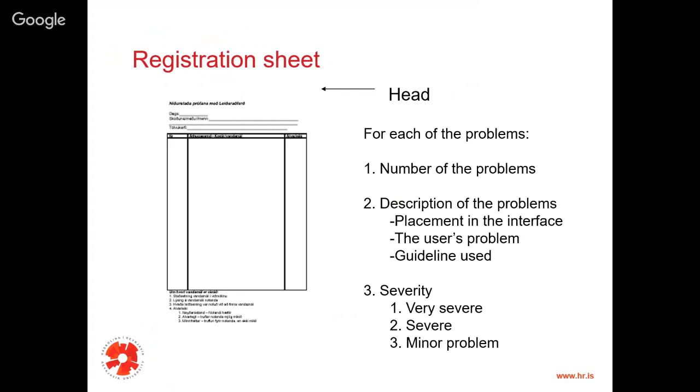You could register it in a sheet like this. You would just say what date it was, and what different roles people had, who was the conductor, who was the note taker, who was the system operator. And then you would list the problems. For each problem, you have to have a number and then a description. You could say where it is in the interface, like it was on the front page to the left.